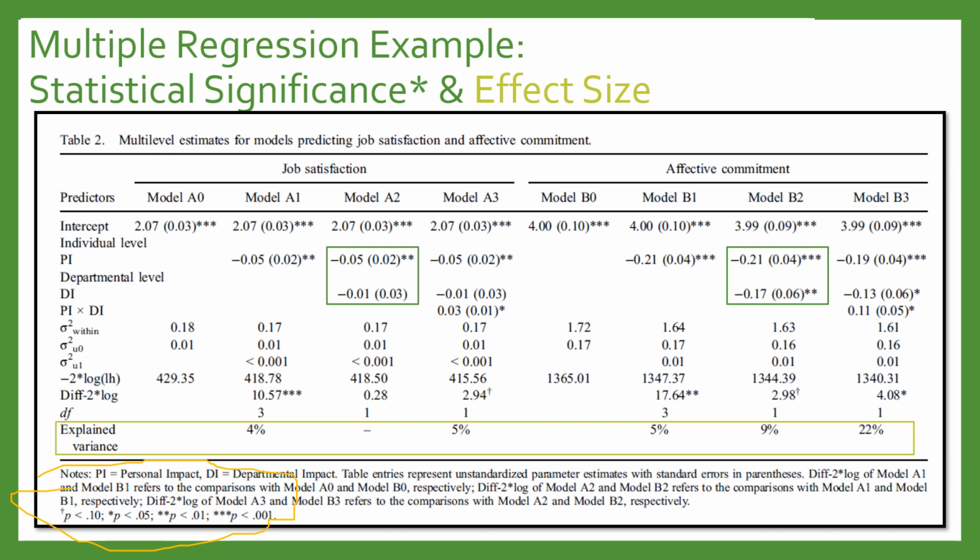So again, that explained variance is like your R squared, and it tells you what percentage of all the differences in your dependent variable, the stuff that's listed up here, is due to everything that's plugged into your model so far.